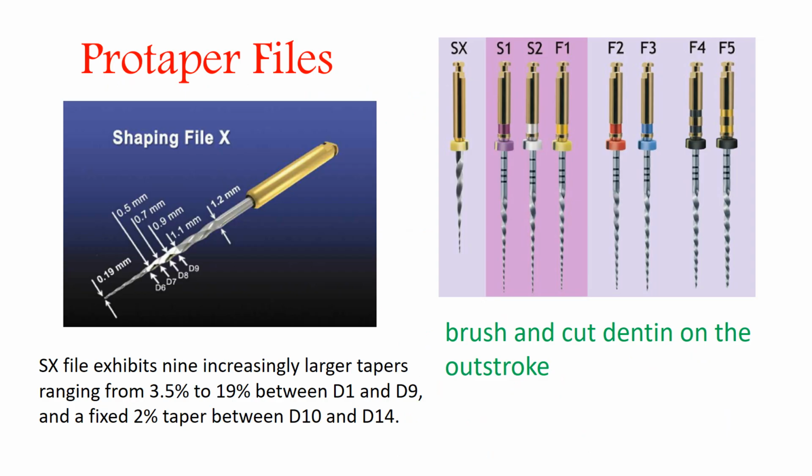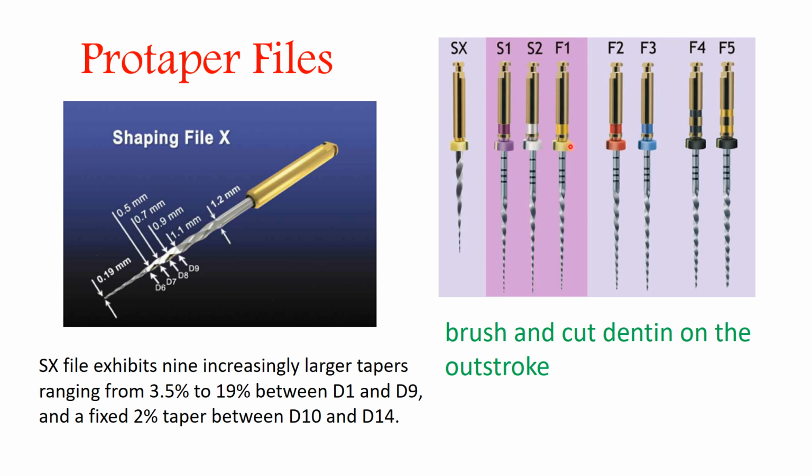So let us discuss first the ProTaper files. These are the most commonly used files among all dental practitioners. This file system has different types of files. We have SX, which is the orifice opener, and you will see there is no colored band over SX. Then you have shaping files S1 and S2. S1 has a purple band and S2 has a white band.